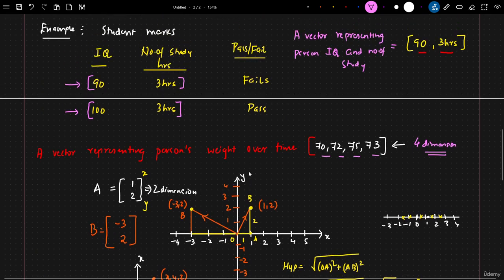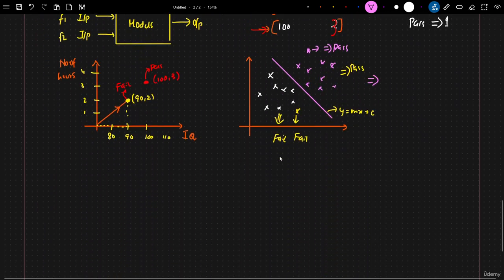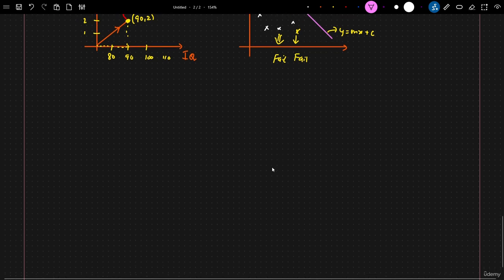So this was about vectors. Some more examples, if you really want to see, with respect to vectors. One very important property about vectors is that, let's say I have a vector over here.